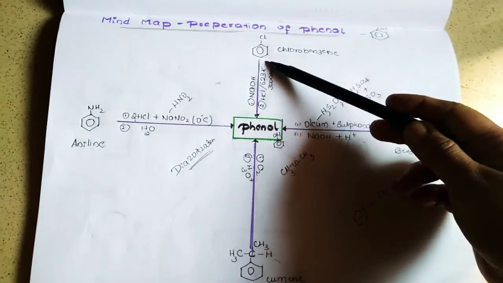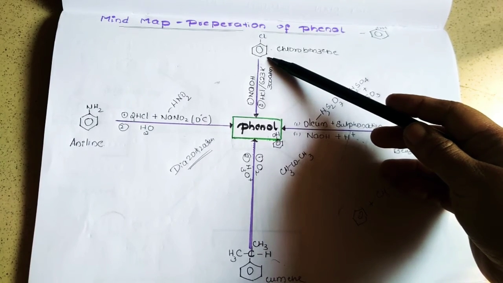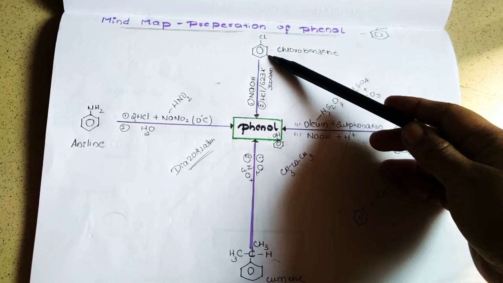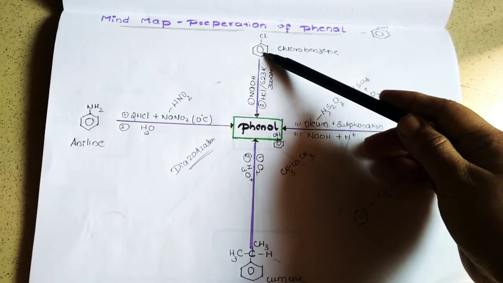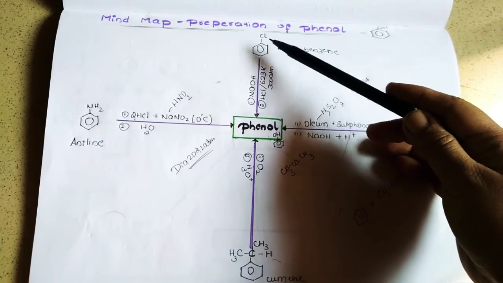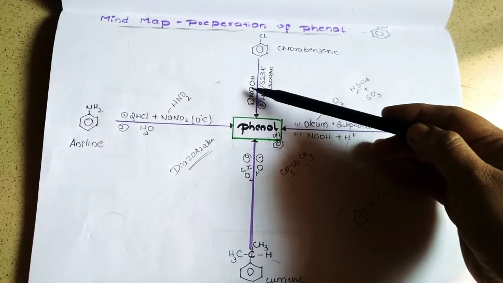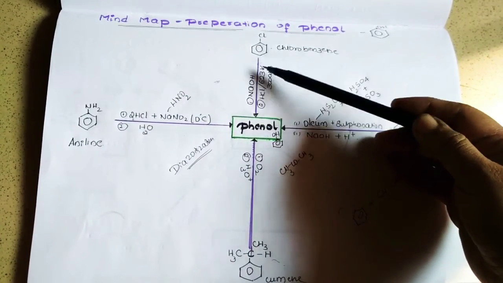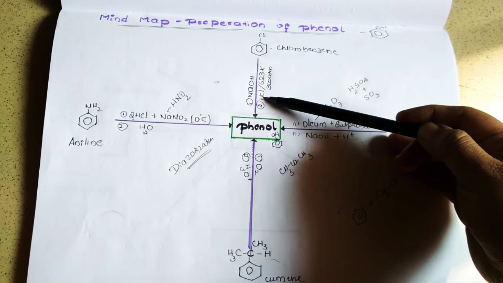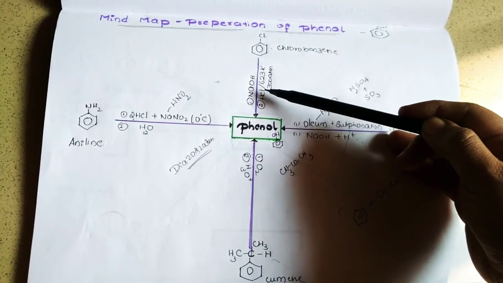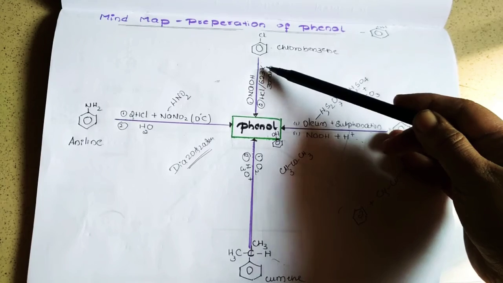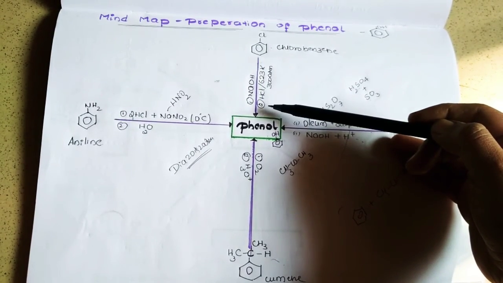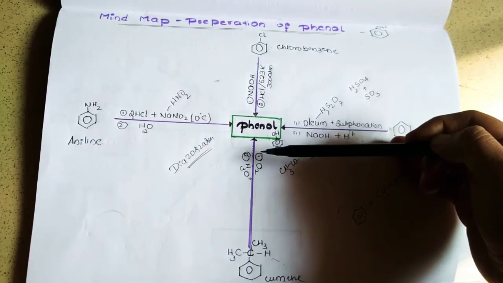And the next method is very important, even for the theory and as well as for competitive exams. So what they are telling here is chlorobenzene. When chlorobenzene is first treated with sodium hydroxide, followed by treatment with HCl, at a compulsory condition of 623 Kelvin and 300 atmosphere, it will result in the formation of phenol, dear students.